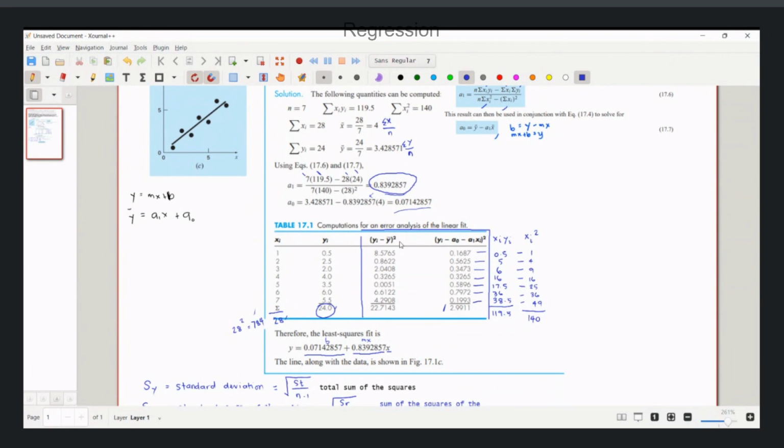Okay. Now for the 6, that's 6.6122. Are you still following, class? The formula is already given. Still following? Yes, miss. Okay. Now for the last one, that's 5.5. So that's 4.2908. Round it to 5 significant figures, including the digits before the decimal point.